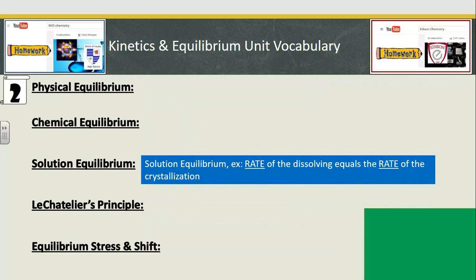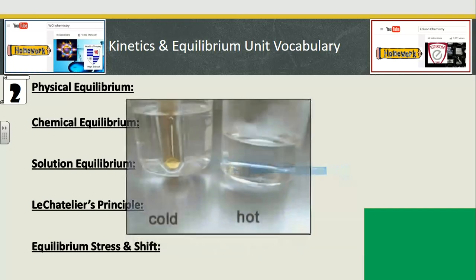A solution equilibrium is the rate of dissolving versus the rate of crystallization. So in all saturated solutions that we've seen in our solutions unit, there are crystals sitting on the bottom of a test tube. For every crystal that dissolves into the liquid, a crystal forms from the liquid onto this existing solid at the bottom. We call that a solution equilibrium.